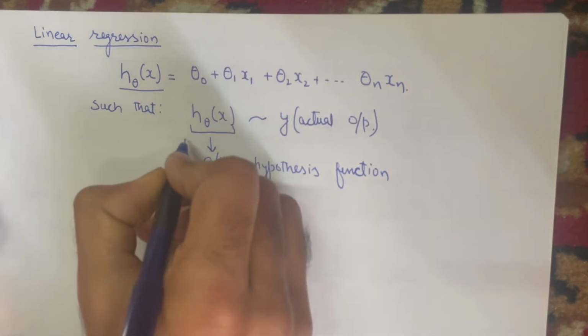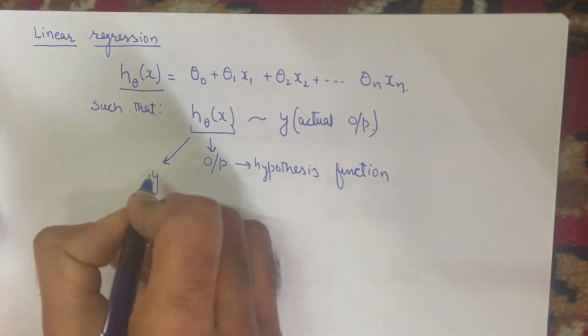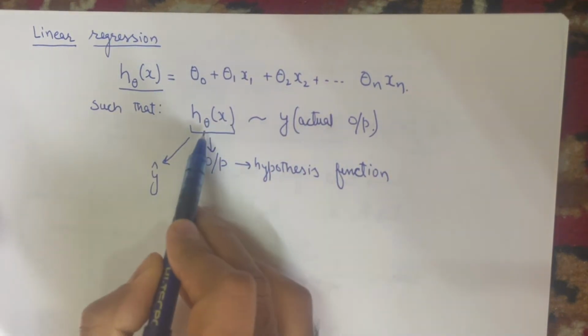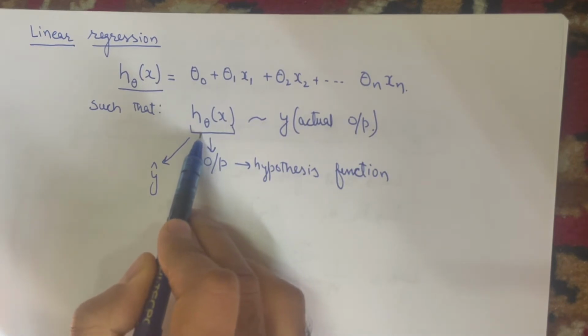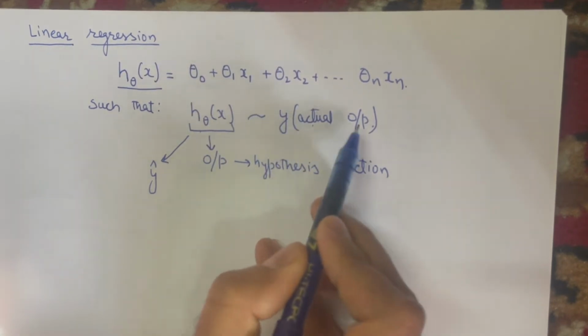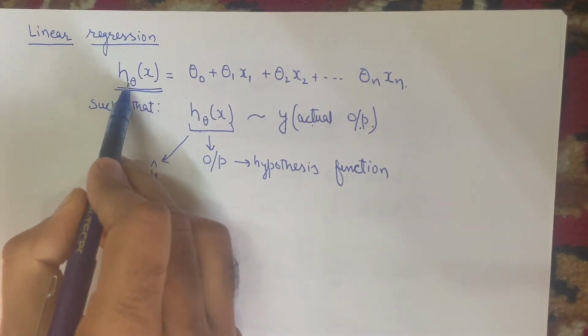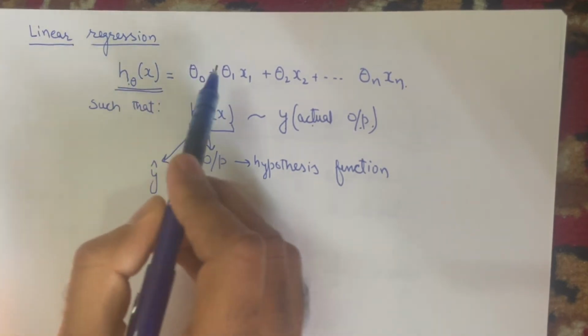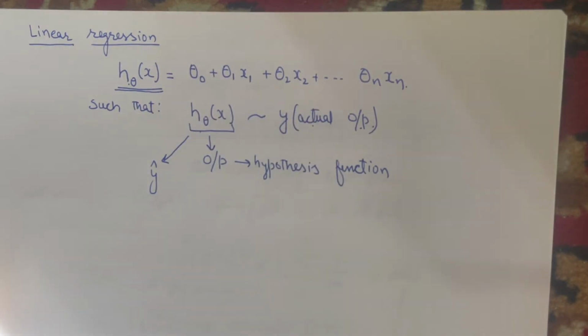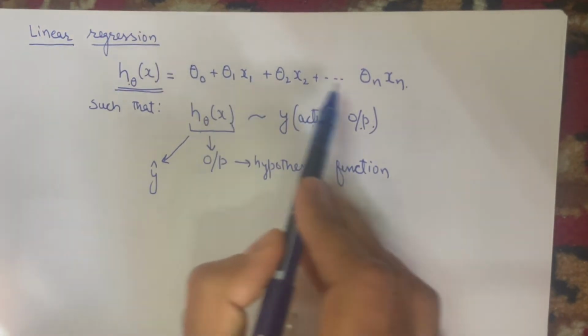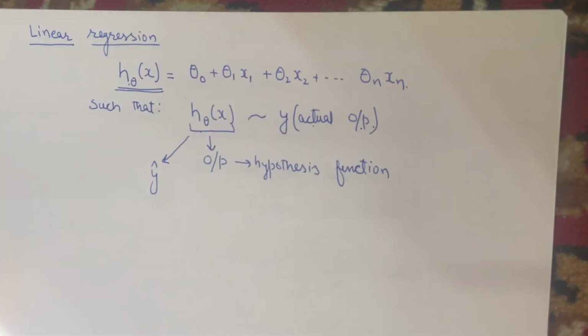Sometimes we also write it as y hat. So we want the output given by the hypothesis function to be equal to the actual output. Only then do we say that this particular hypothesis function captures this particular relationship. And for this relationship, we have assumed that it is a linear relationship.